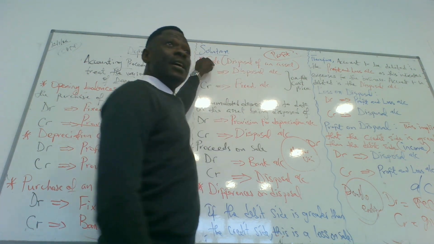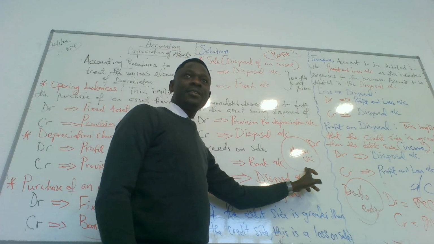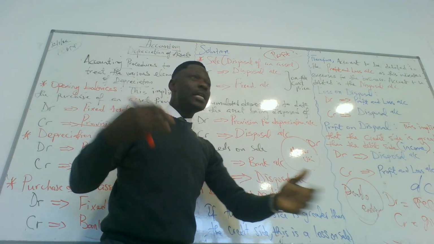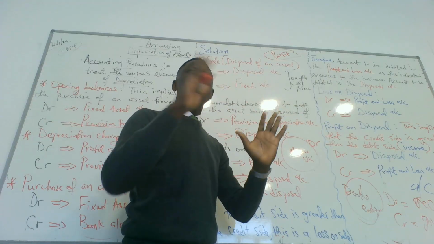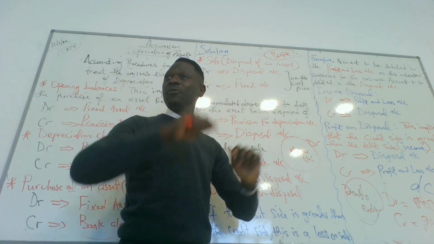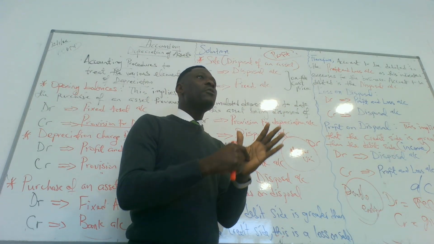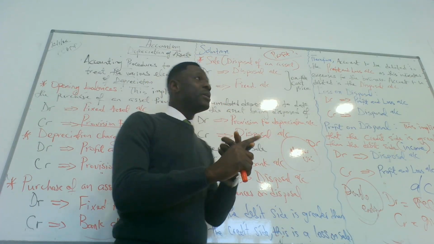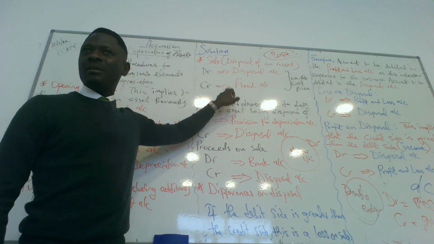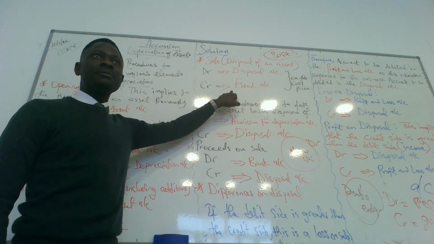You want to sell the motor van. Disposal. You can't sell it and put it in your statement of financial position or statement of profit or loss account. You have to open a ledger for it. So the ledger account for disposal of assets is going to be disposal account debit and the asset account credited.